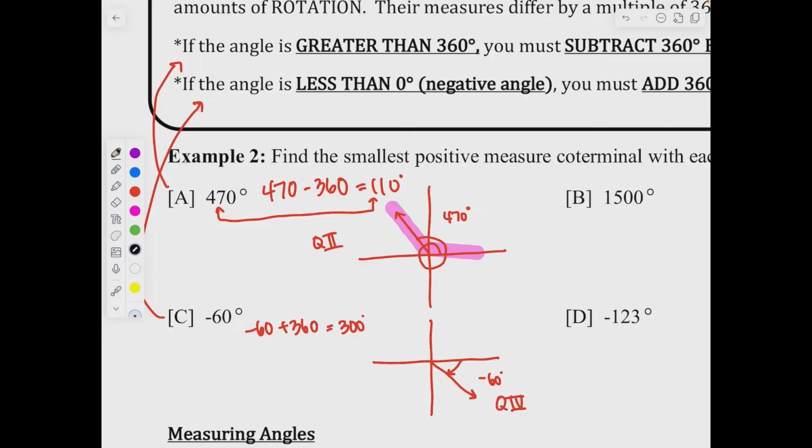It is coterminal with 300 degrees, which means if I start and open this way and go 300 degrees, I have the same terminal side and the same initial side. So we're talking about right there in blue. Negative 60 degrees is the same thing as opening up 300 degrees. It's just that one opens clockwise and one opens counterclockwise.